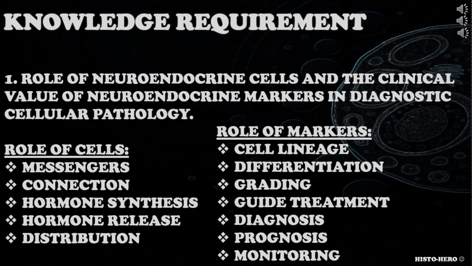When addressing this knowledge requirement, candidates should consider the role of neuroendocrine cells like acting as messengers, connecting the nervous and endocrine systems, hormone synthesis and release, widespread distribution of cells, the role of neuroendocrine markers such as determining cell lineage, differentiation, grading tumors, guiding treatment, diagnosis, prognosis, monitoring, diseases associated with neuroendocrine cells, tissues or organs containing neuroendocrine cells.